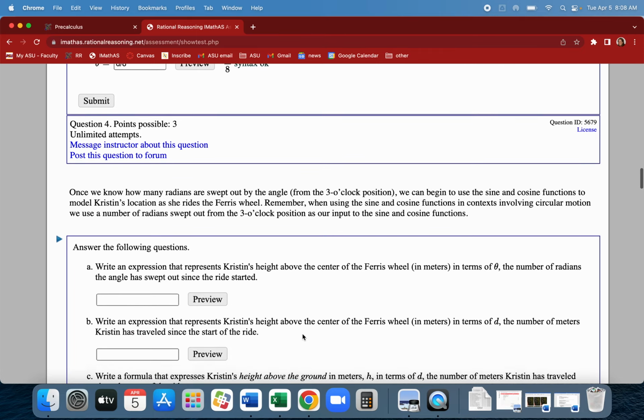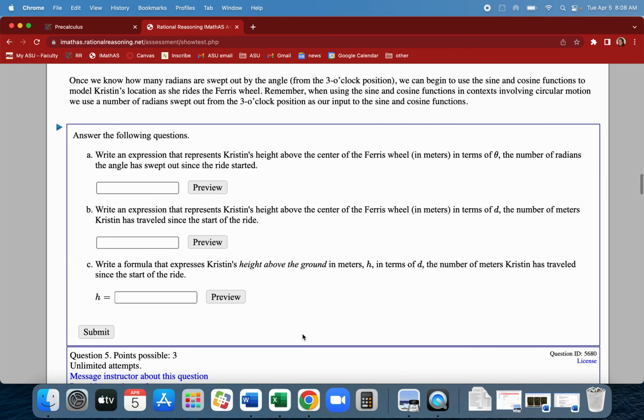But going on to this other question. So if I wanted to know her height above the center of the Ferris wheel, in terms of theta, that's just about relative to the center of the Ferris wheel, all right, not the ground. That's just, height above or below, that's just y equals r sine of theta, right? So y equals 8 sine of theta.